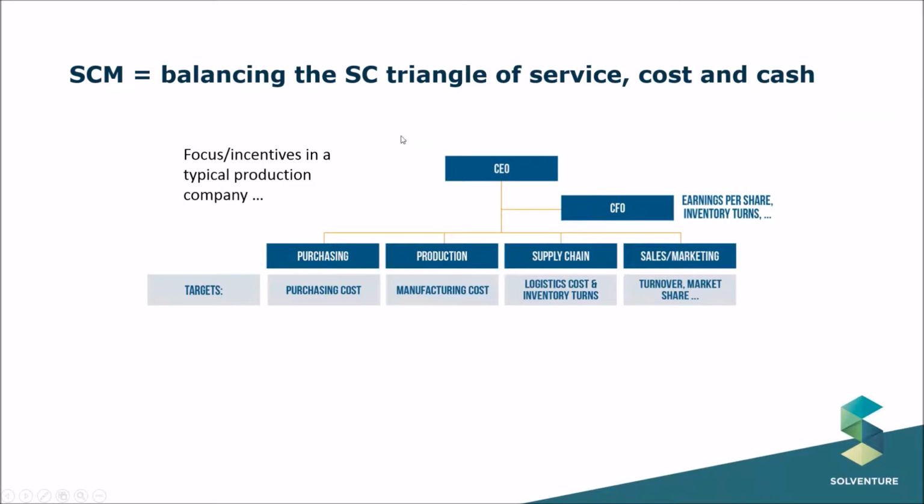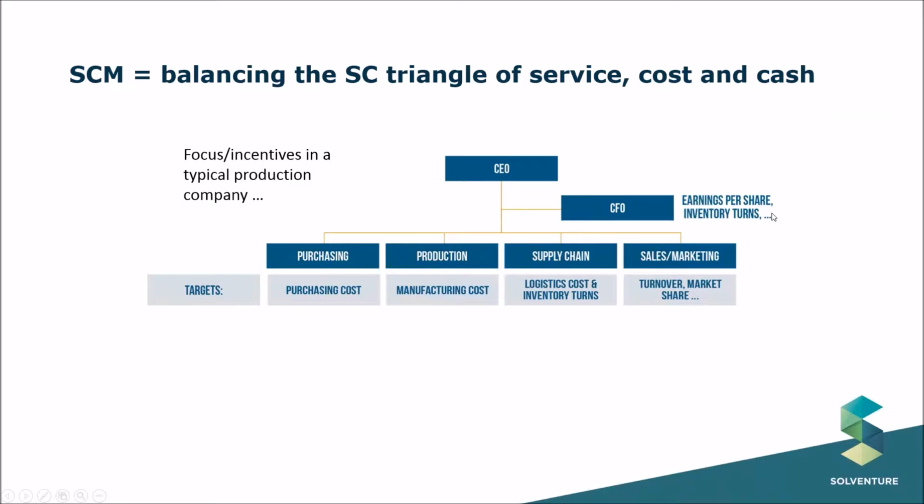Well, if you look at how companies are organized and what are typical metrics that people are having their targets, well, if I'm in sales or marketing, if I step into the car in the morning, my primary thoughts will probably be about the turnover, the top line, the market share. If I'm in purchasing, my primary objective and concern will probably still be about the purchasing cost. If I'm the CFO, I will more think about financial terms like earning per shares, what's the cash flow, what are the inventory turns.